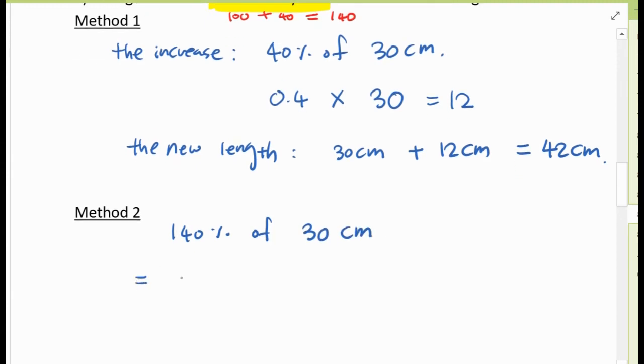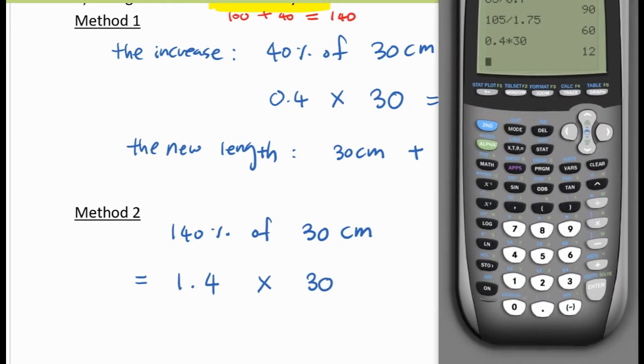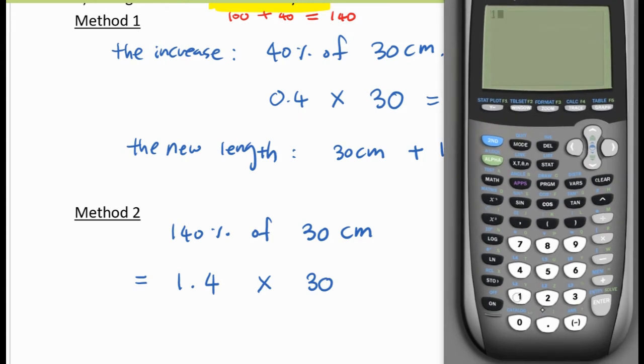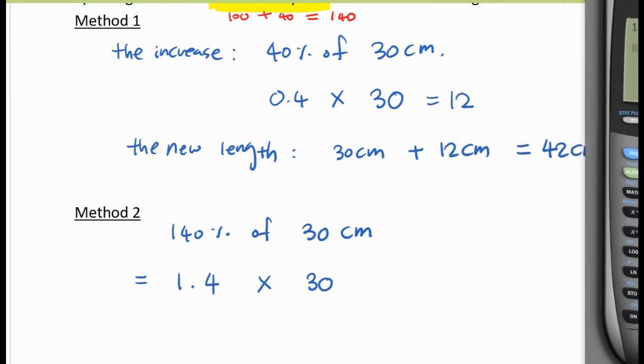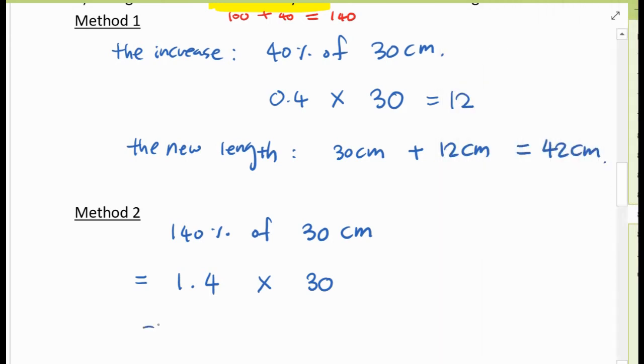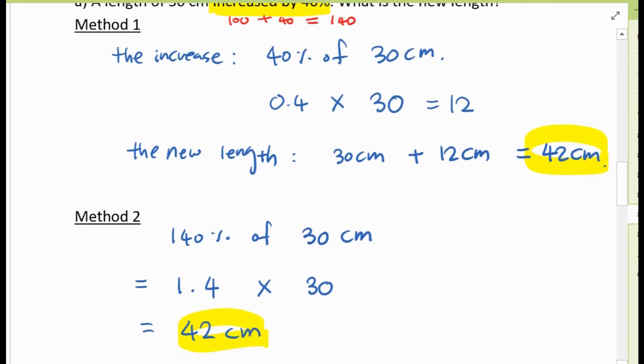Then that is 1.40. You can omit 0. Of is multiplication and 30 centimeter. So let's do it. 1.4 times 30. That is 42. So the answer is 42 centimeter. So either way, you get the same answer. So you can use any method. So you can use the first method or second method. Okay?